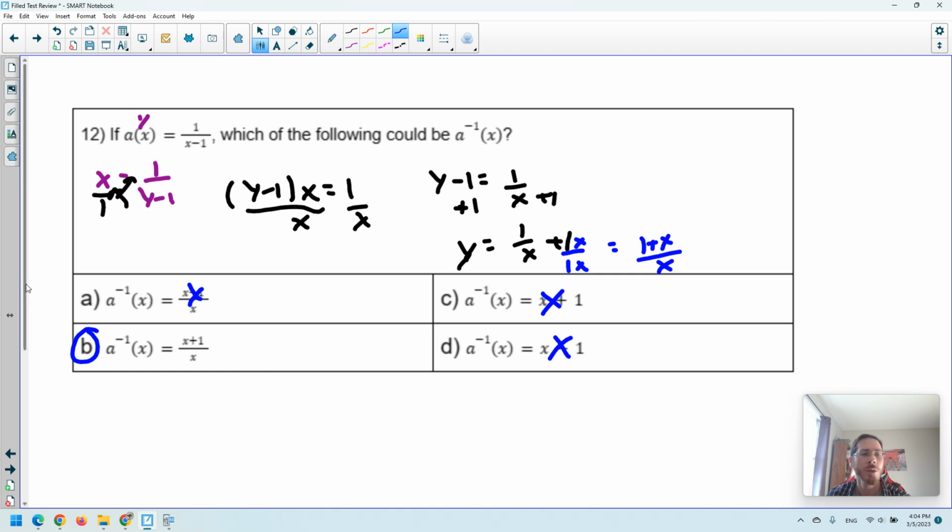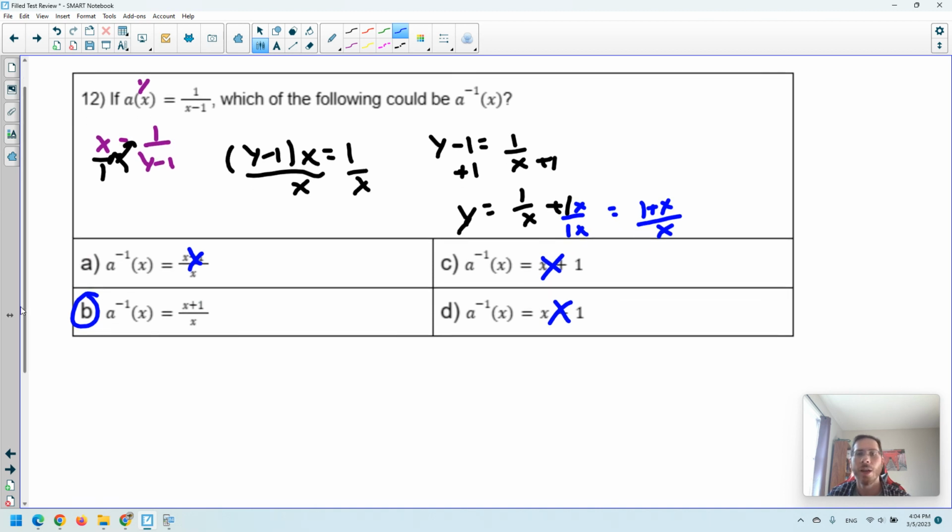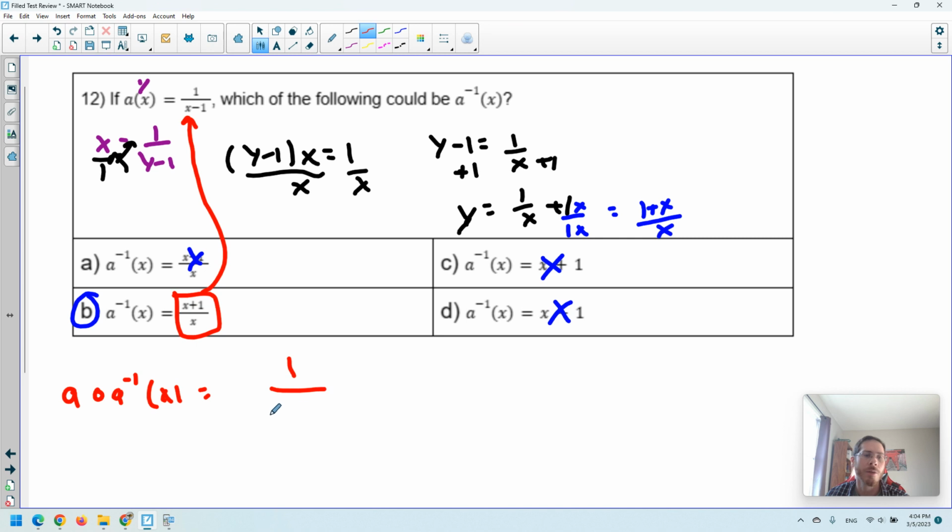If I wanted to, I could also approach this one a little bit differently, because we know that in order for something to be an inverse, if I plug the inverse in, everything should cancel out and I should just be left with x. So if I really wanted to, I could find A of A inverse of x, and I can plug what I think the answer is in for x. Now again, this might be a little bit complicated because our fraction's probably not going to look very nice. But if this ends up simplifying down to just x, then we actually have the right answer.